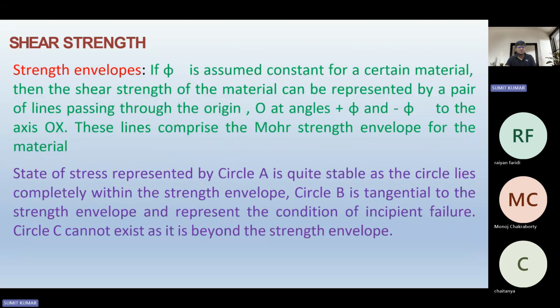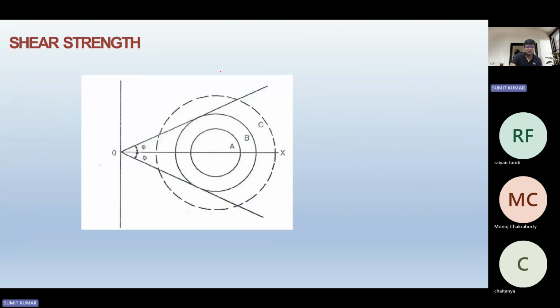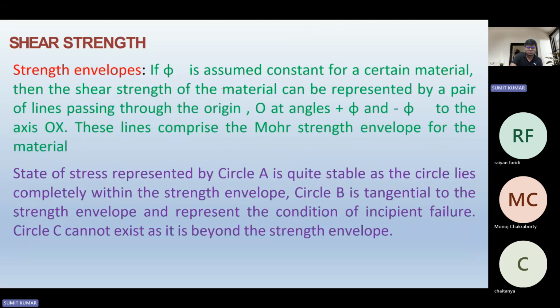Some other point associated with the same, talking about the strength envelope. Over here the figure is already shown. If we draw a Mohr circle and draw a tangent, and if phi is assumed to be constant for a certain material, then the shear strength of the material can be represented by a pair of lines passing through the origin O at angles plus phi and minus phi to the OX axis. These lines comprise the Mohr strength envelope of the material.